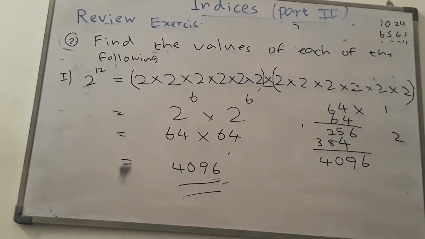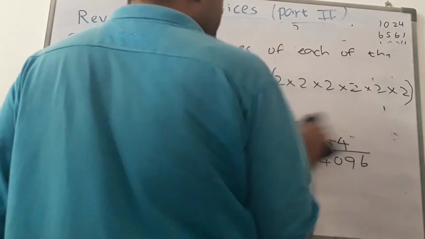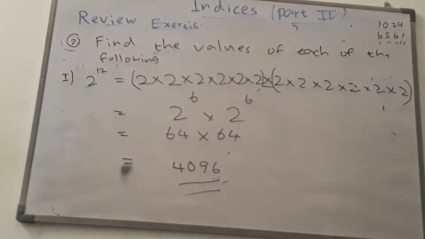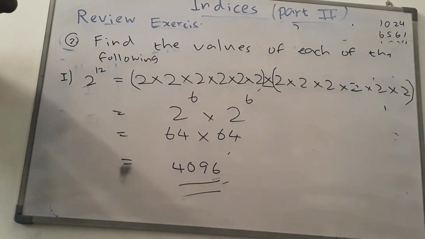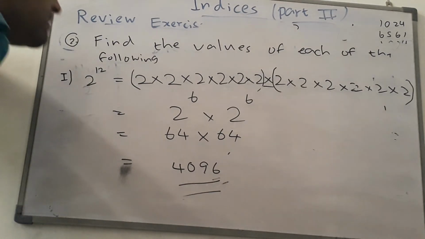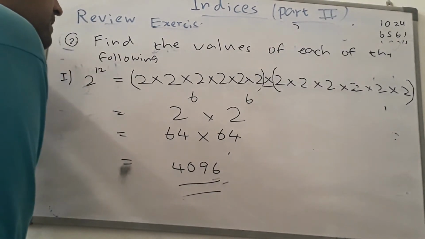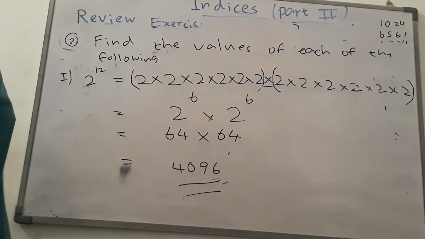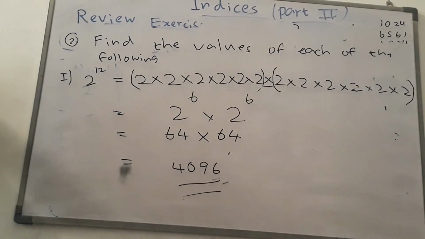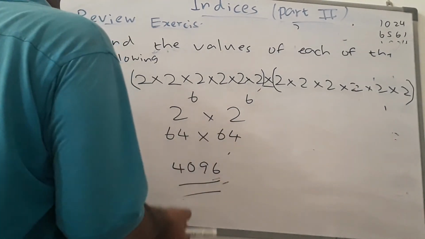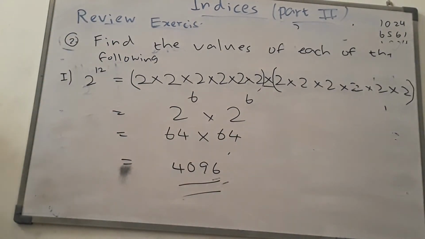First I expand it into 12 2's, then I break it into two products: first the product of the first six 2's, then the product of the second six 2's. Multiplying six 2's by each other means 2 to the power 6, same as the second bracket, 2 to the power 6. So we get 64 and 64, hence it is 4096. Check and see the table.